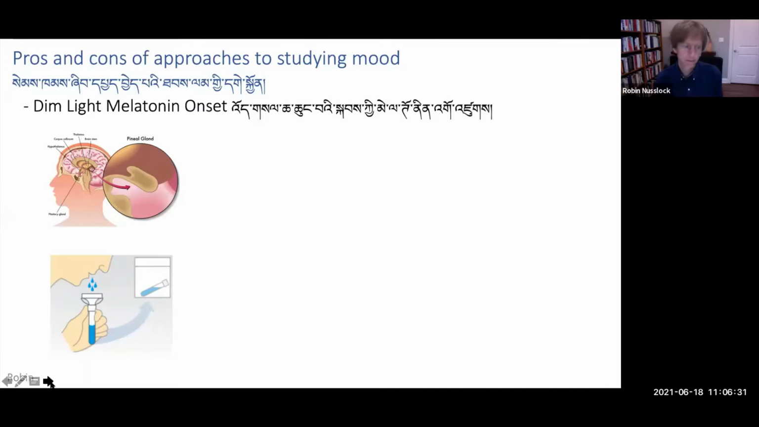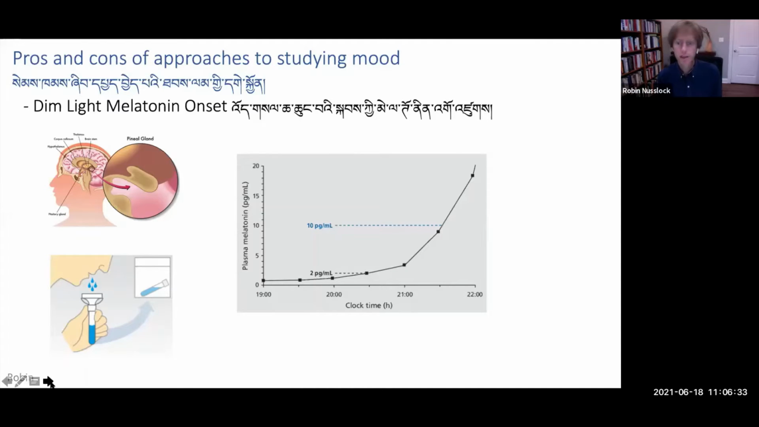Advance slide. So this is a figure depicting one person's slope of their melatonin as they get close to their bedtime. And we could use this slope as a metric of a person's circadian rhythm and then relate that to things like emotion, mood, health, etc.